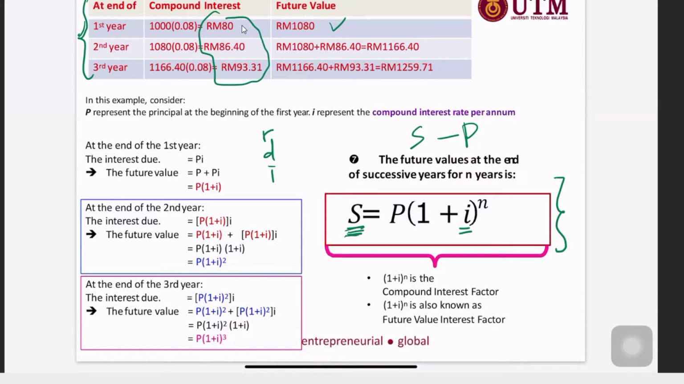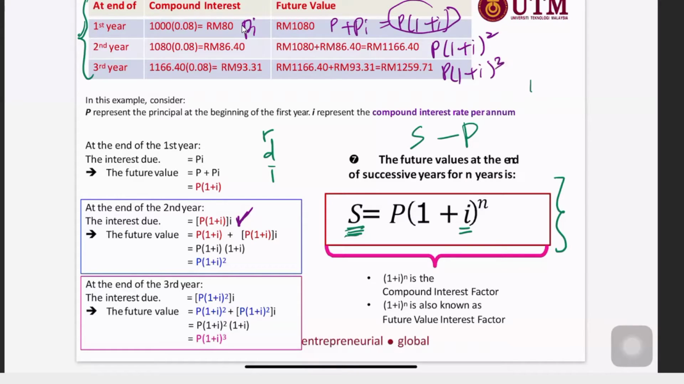Okay, so this one is also taken from this one. This one is from this one. Okay, this one is PI. This one is P plus PI, which is also equal to P(1 + I). Then here you times 1080 times 0.08, right? That's why here you take from this one and then you times with the interest rate. And here you will get P(1 + I) to the power of 2, and this one (1 + I) to the power of n. So that's how you got this formula.